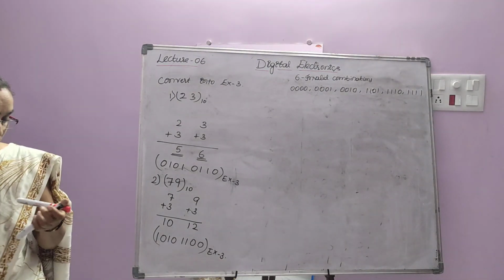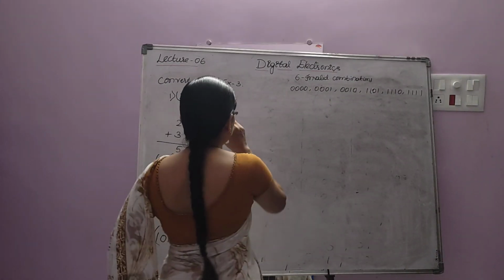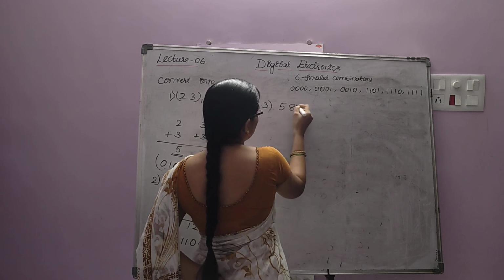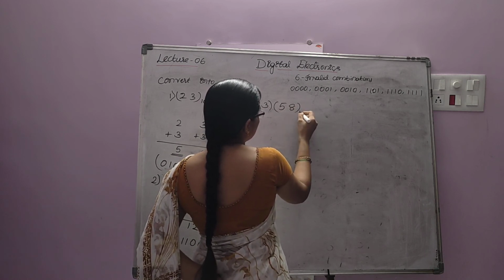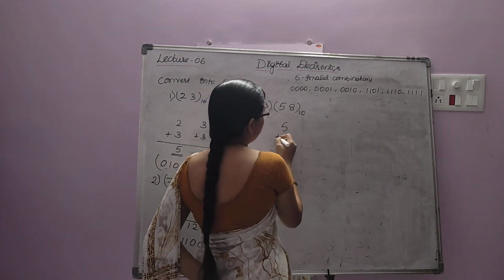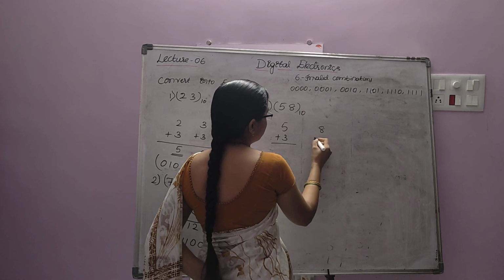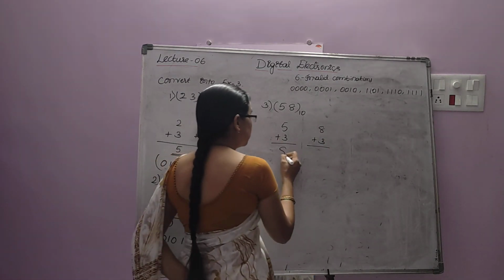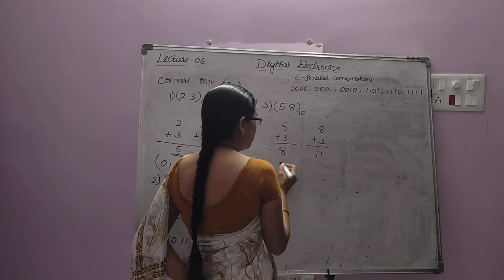We'll solve some more examples, some 2 or 3 again. Third one, 58 of decimal to XS3. For 5, you should add 3. For 8, you should add 3. 5 plus 3 is 8, 8 plus 3 is 11.